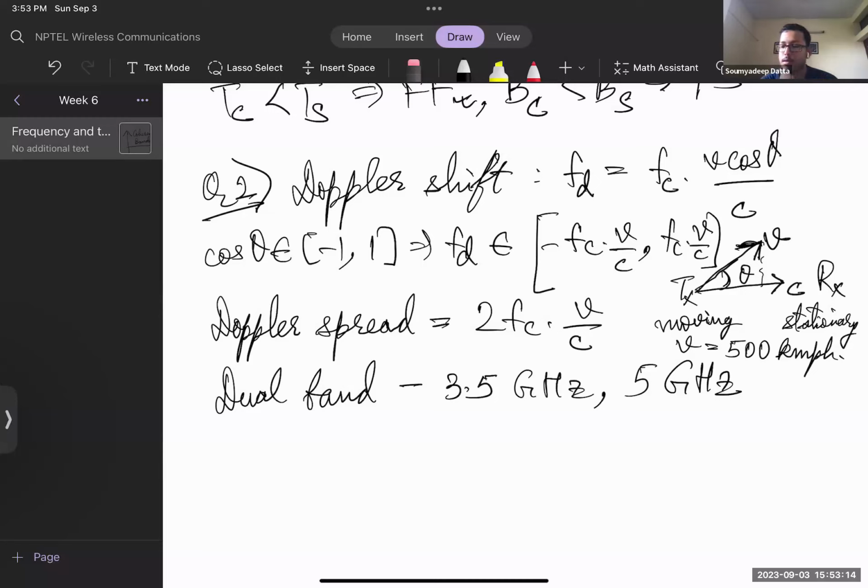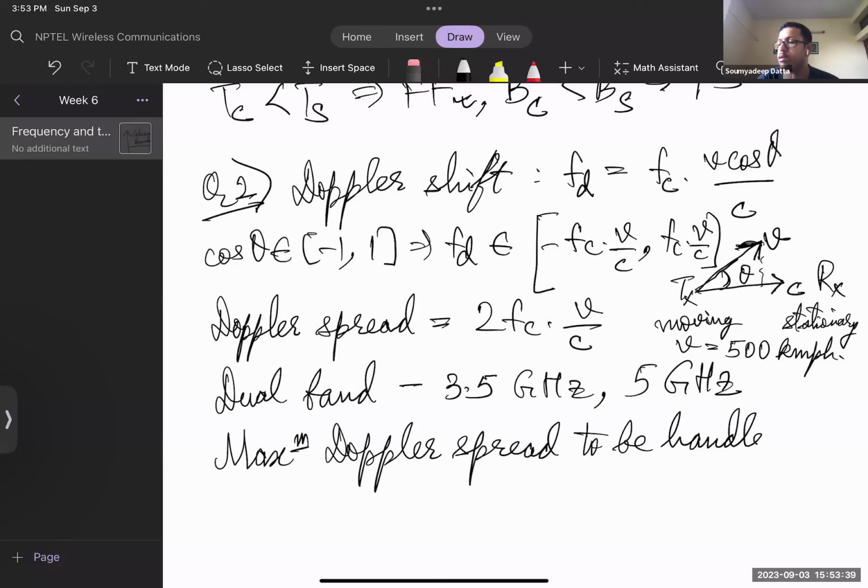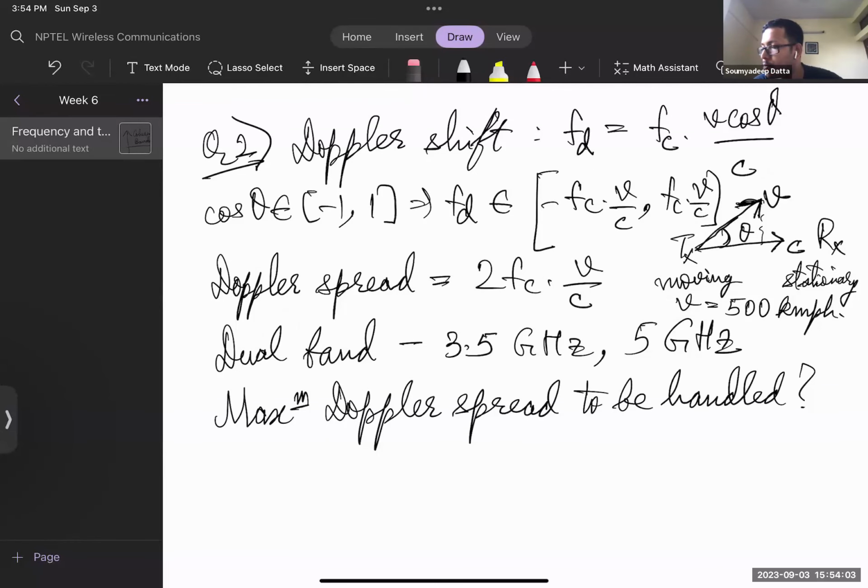So you are asked what the maximum Doppler spread is that needs to be handled. You want your receiver to work properly for both these frequency bands when the transmitter is probably moving at like 500 kilometers per hour. So what is the maximum Doppler spread that you can have? Let's denote it as BD, Doppler spread. The formula is 2 times carrier frequency times v by c.